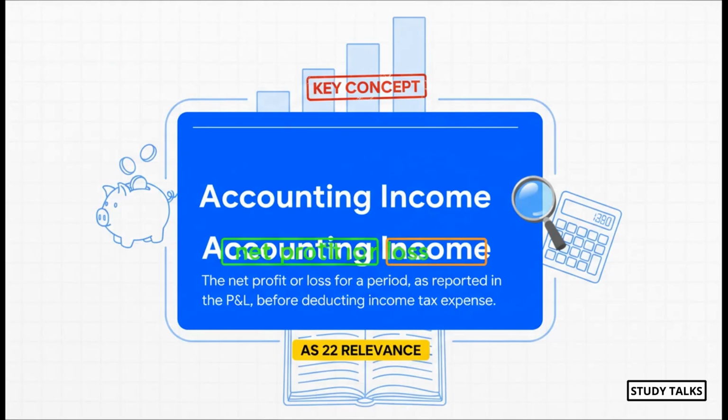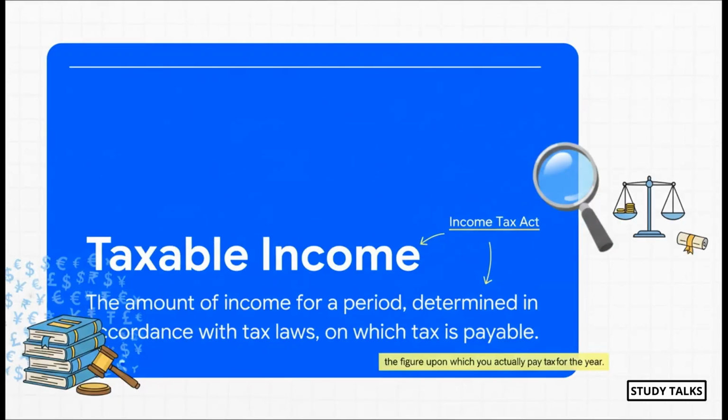So let's be super clear on this. Accounting income. It's just the profit you see on your P&L statement before you subtract a single rupee of tax. Simple as that. It's the profit from your operations according to your books. Taxable income, though, is a totally different story. This is the only number the taxman cares about. It's the profit you calculate using all the weird and wonderful rules, deductions, and allowances that the Income Tax Act allows. This is the figure you actually write the check for.